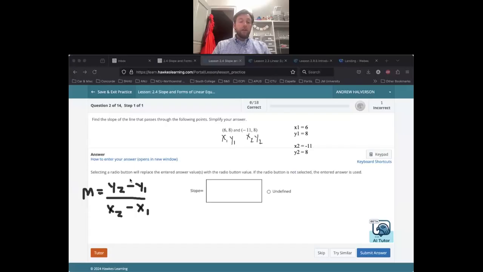Now we take those values and plug them into the slope formula. So y2 is 8 minus y1, which is also an 8, divided by x2, which is negative 11, minus x1, which is 6. What does that fraction become? 8 minus 8 over negative 11 minus 6.